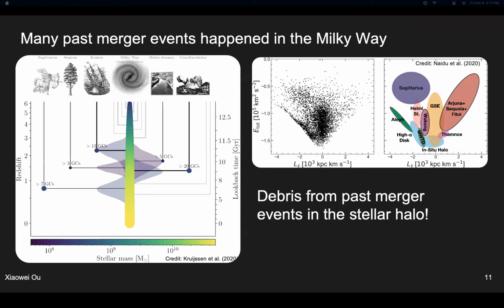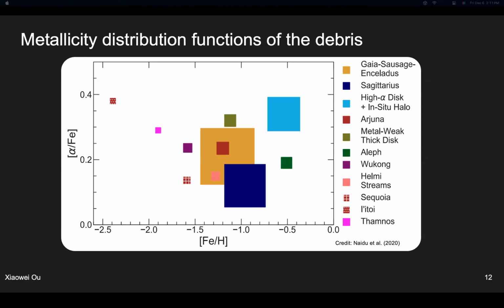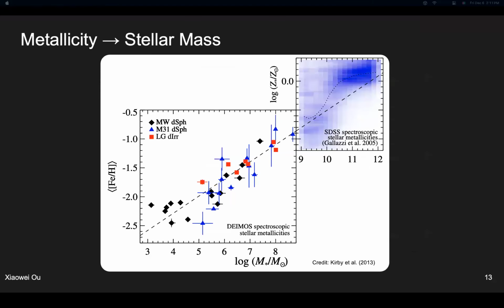So having identified these merger debris, how do we connect that to the original stellar mass of the galaxy? One classical way of doing this is to look at the average metallicity. Stars act as time capsules that record the chemical enrichment history of their host galaxy. And more massive galaxies will have experienced more chemical enrichment, thus be more metal rich. So if we look at the mean metallicity of a given population, we can utilize empirical relationships such as the mean metallicity versus stellar mass.